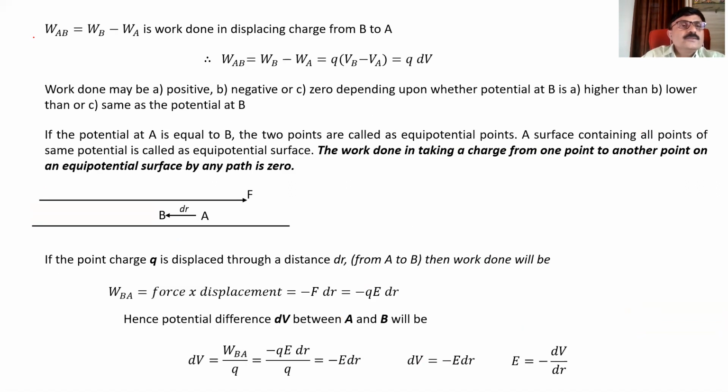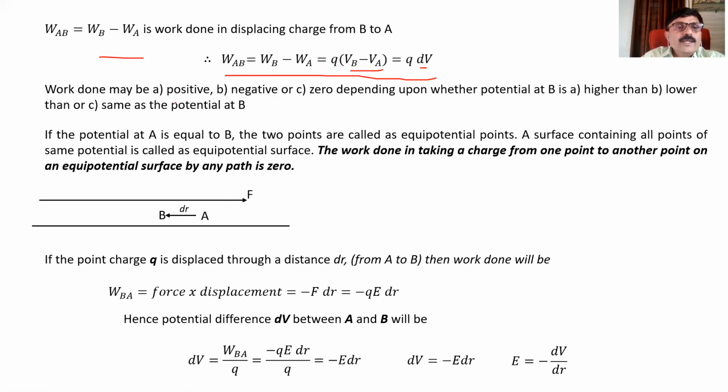So I have told you that this is nothing but the work of displacing the charge from B to A, and therefore we can write WAB is equal to WB minus WA is equal to Q into (VB minus VA). VB is the potential at point B, VA is the potential at point A. So this is nothing but the potential difference between 2 points, which is represented as dV. So this is the difference in work done while displacing the charge from point B to point A.